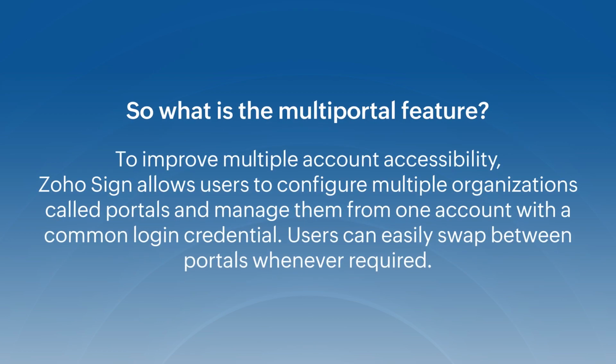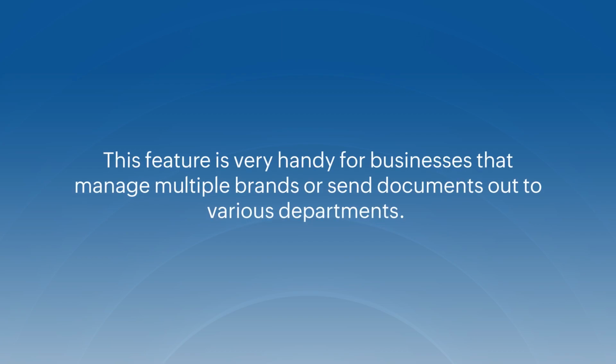To improve multiple account accessibility, Zoho Sign allows users to configure multiple organizations called portals and manage them from one account with a common login credential. Users can easily swap between portals whenever required. This feature is very handy for businesses that manage multiple brands or send documents out to various departments. With portals, you can manage multiple organizations effortlessly with just one Zoho account.